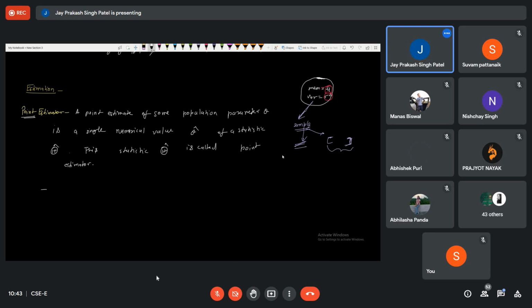Generally for the population mean mu, the estimate is x bar, the sample mean. So here you see, what is theta? Theta is the mean, the population mean.